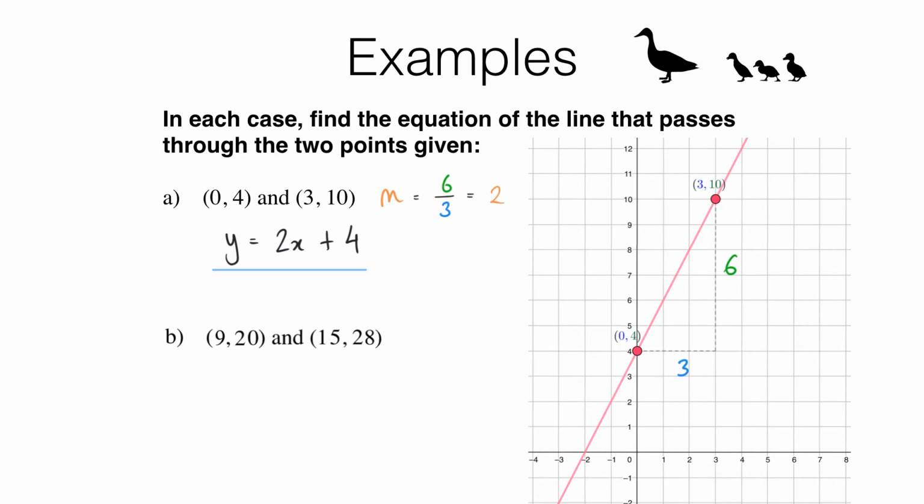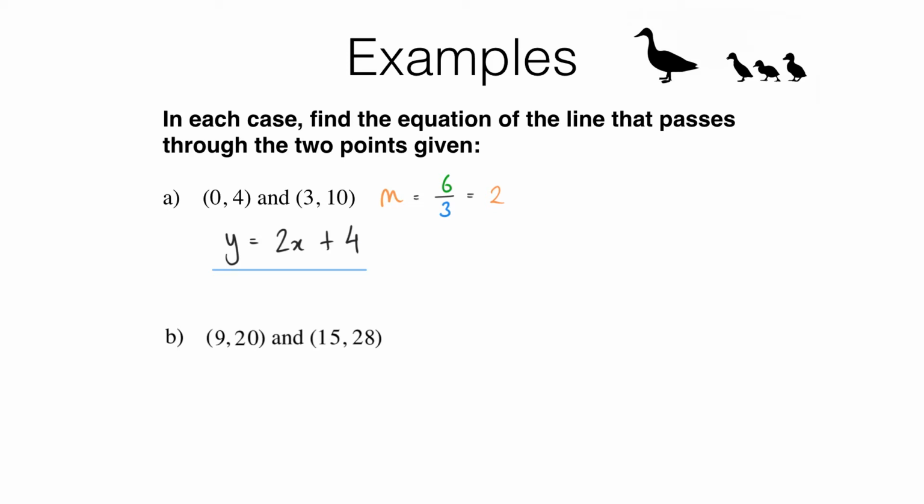In the next example, however, it won't be so easy. Neither of these points gives us the y-intercept straight away. So let's see how we would do that one. This time, I don't have an accurate diagram to help me find the gradient of the line that goes through these two points. But you can always draw yourself a very quick sketch. The point of a sketch is not that it's accurate, it's just something to help you see what's going on.